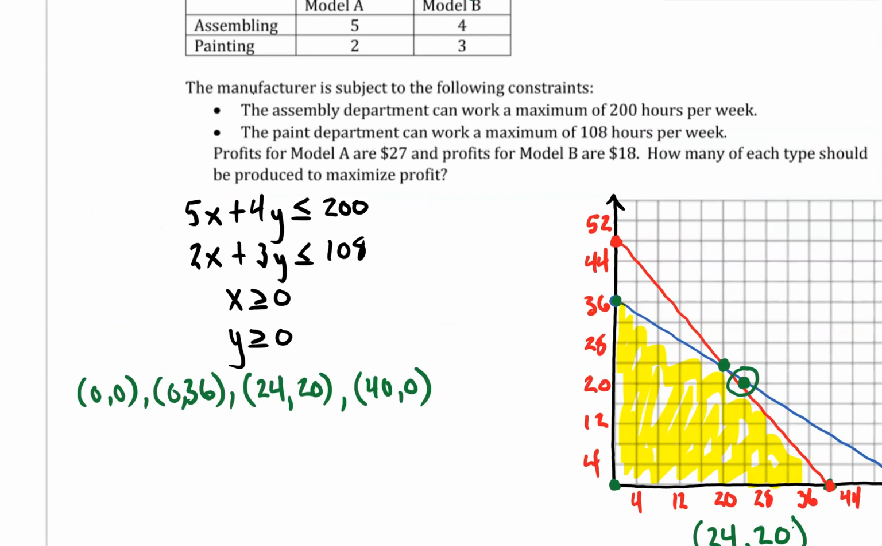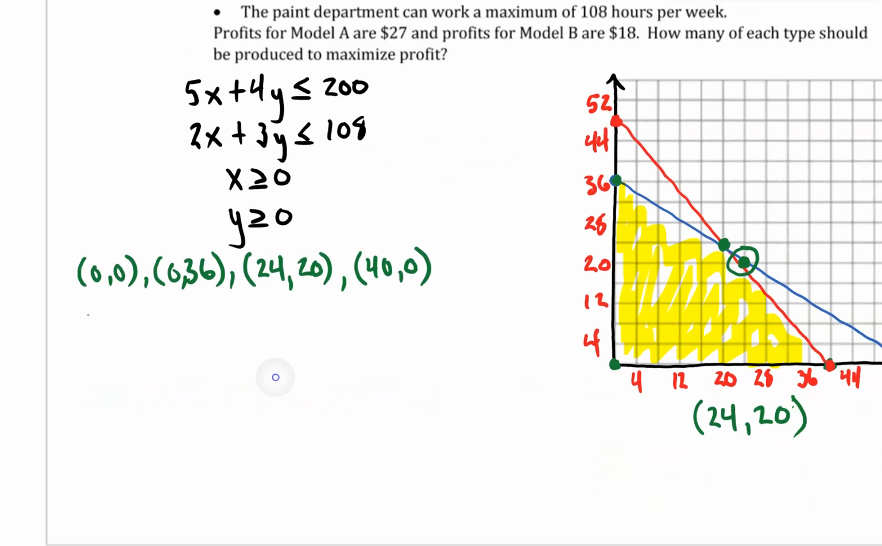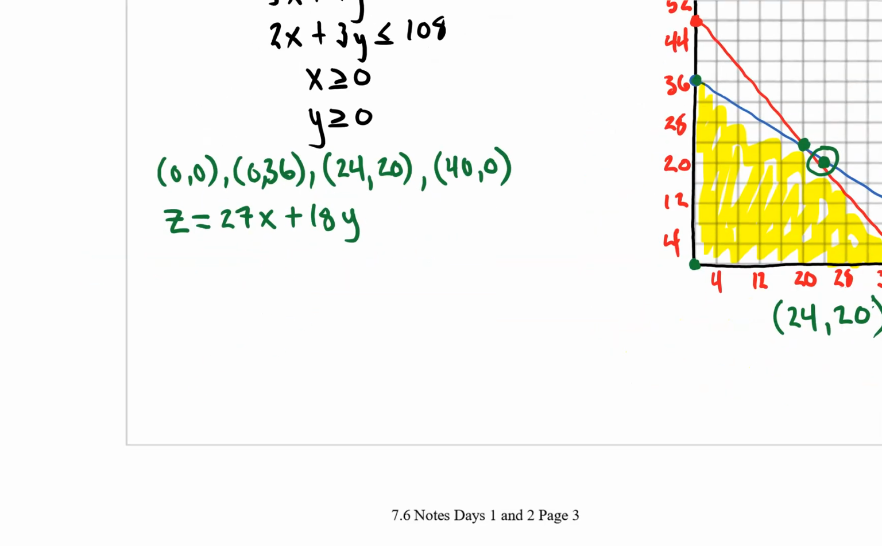Now, we need the equation. Well, they didn't give us the equation, but they did say profits for model A are 27 and profits for model B are 18. So our Z equation here would end up being 27x plus 18y. And now we're going to plug in each one of those once again and test them all to see which one works.